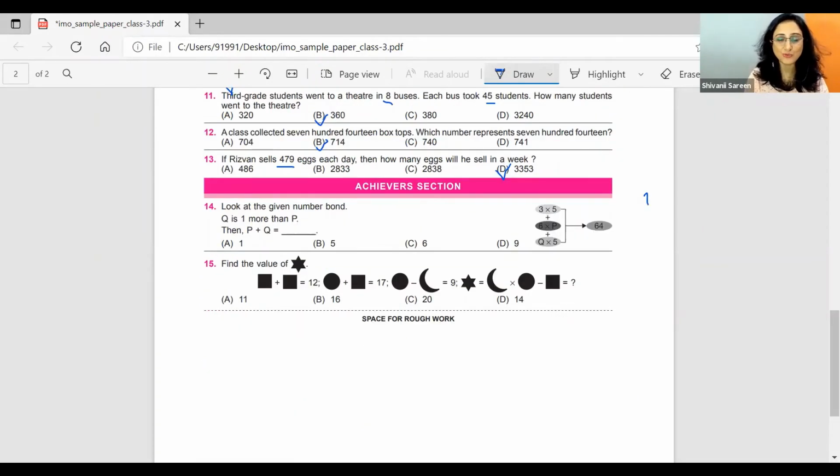Now let's move on to the next section, the Achievers section. Question number 14. Look at the given number board. Q is 1 more than P. Then P plus Q equals dash.